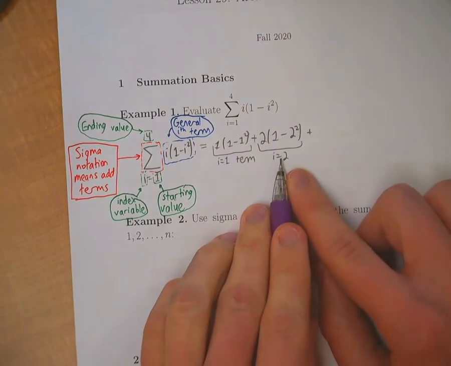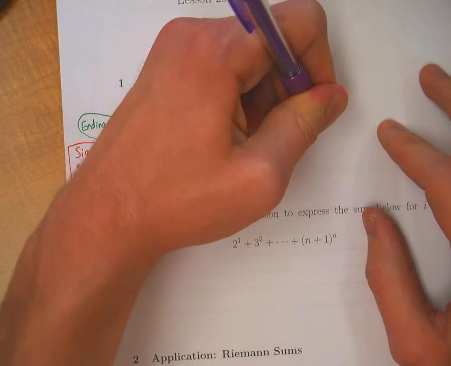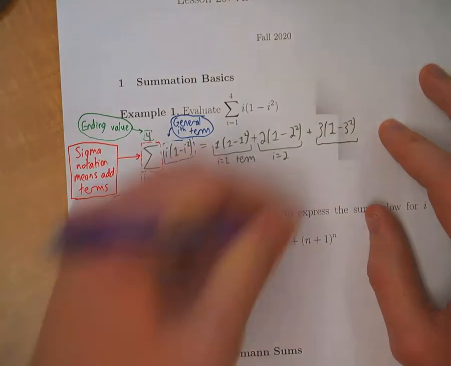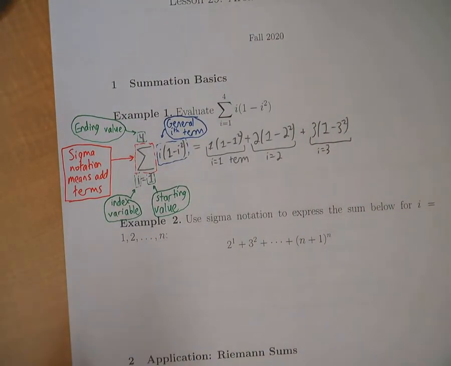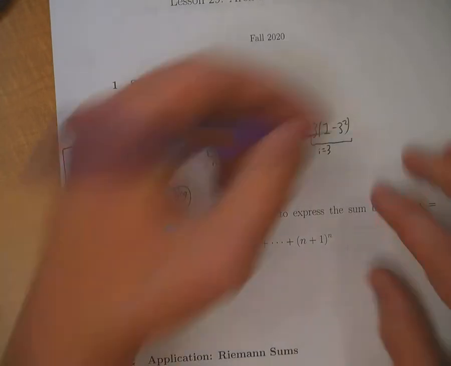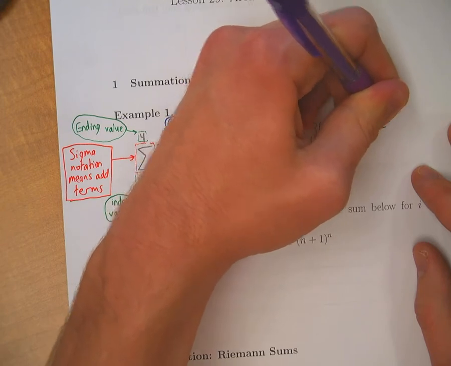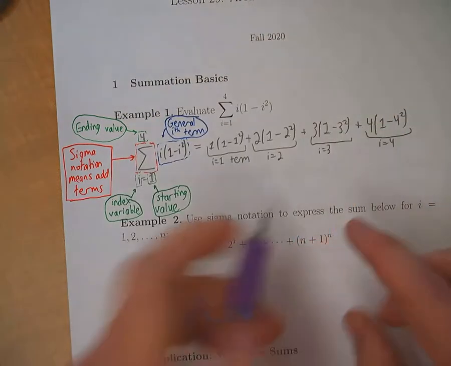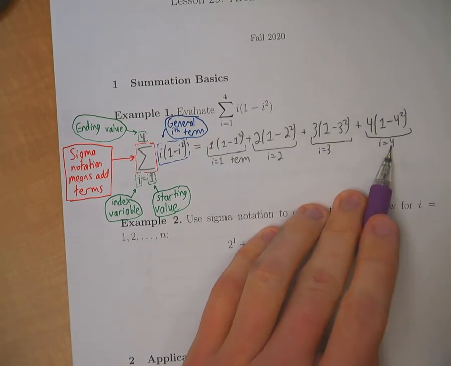Then you increment i by 1 again to get the i equals 3 term, so we get 3 times (1 minus 3 squared). And then we keep incrementing i by 1 each time until we hit the ending value. If we have i equals 4, this would be our i equals 4 term. That's where our ending value is, so now we stop. So basically that's what that means.